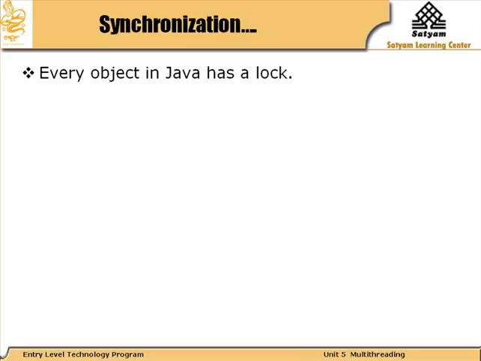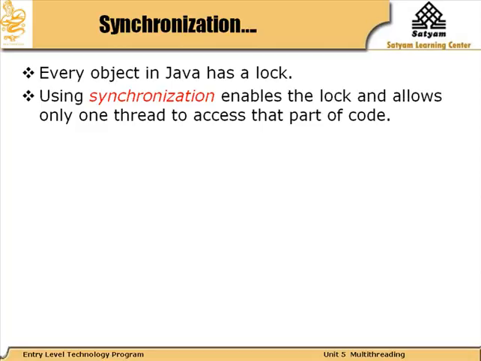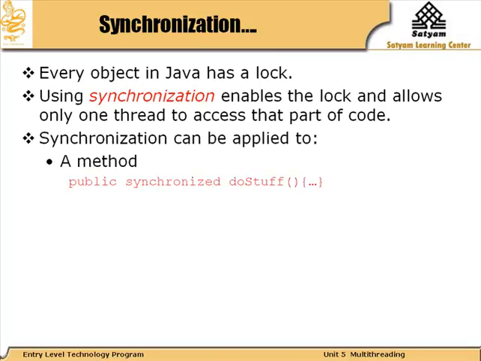Every object in Java has a lock. Using synchronization enables the lock and allows only one thread to access that part of code. Synchronization can be applied to a method, as you see here in this code. Public synchronized doStuff. This implies that every statement inside doStuff is synchronized.